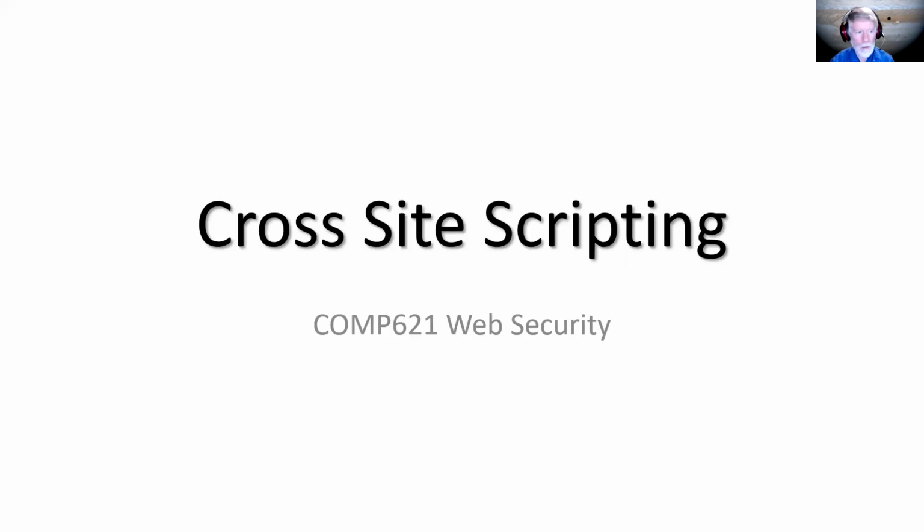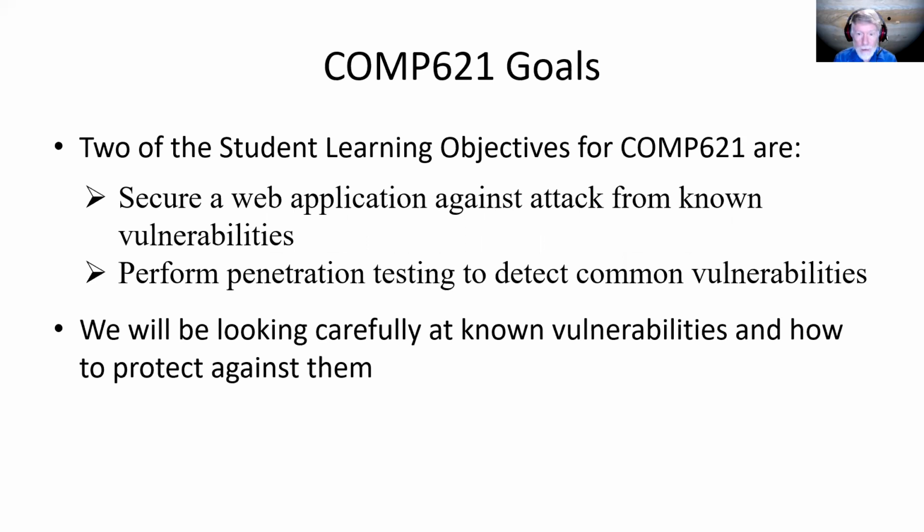All right. In this class, there are about five learning objectives. Two of them are listed here. As you may note, both of them deal with known or common vulnerabilities. We're supposed to secure websites and protect them from known vulnerabilities. And another one is to perform penetration testing. That is, learn if you can attack a website successfully in order to test its security. And you attack it with the vulnerabilities that are known.